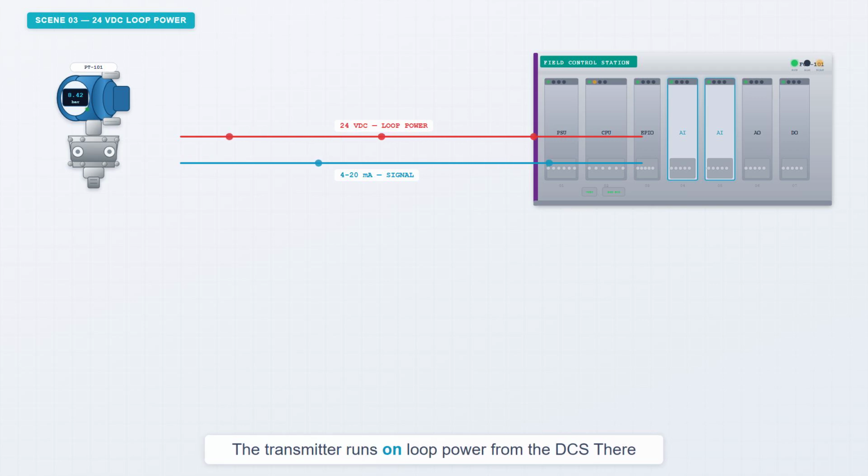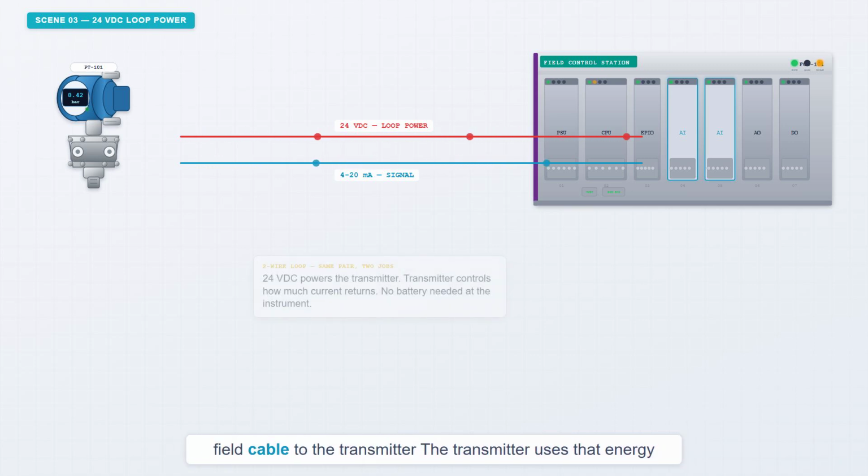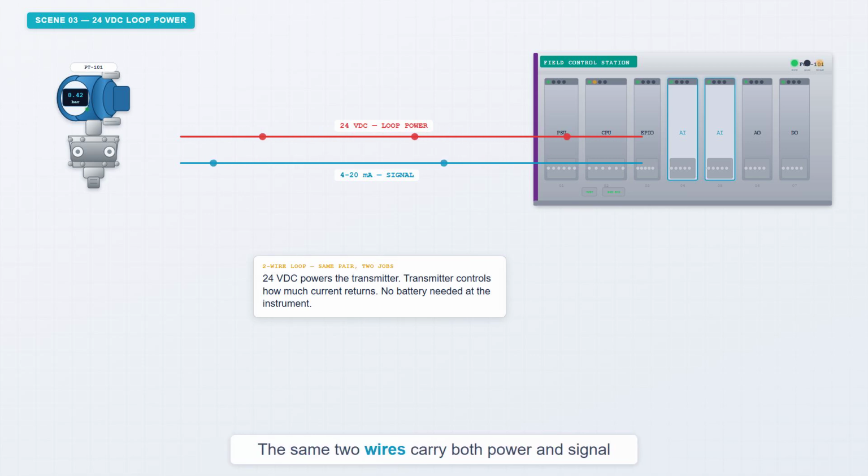The transmitter runs on loop power from the DCS. There is no separate supply at the instrument. 24 volts DC leaves the AI card in the Centum VP FCS, travels through the marshalling cabinet, the junction box, and the field cable to the transmitter. The transmitter uses that energy to operate, and it controls how much current flows back. The same two wires carry both power and signal.